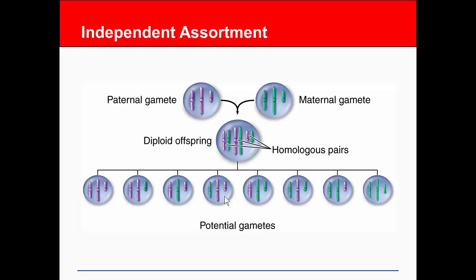And we call this independent assortment because how the chromosomes are paired with each other is independent, right? Not all the maternal chromosomes are attached together, not all the paternal chromosomes are attached together. They are randomly sorted and could end up with any of the other chromosomes, and that's why we call it independent assortment.